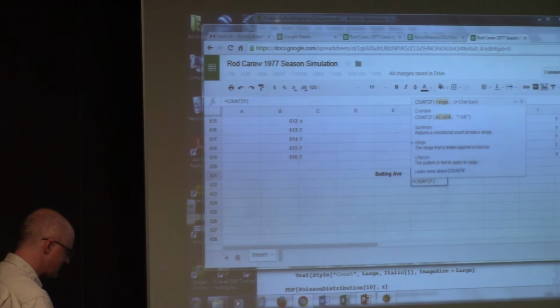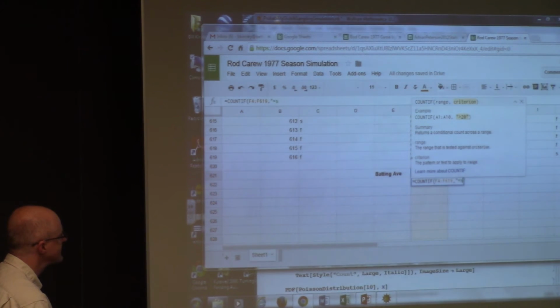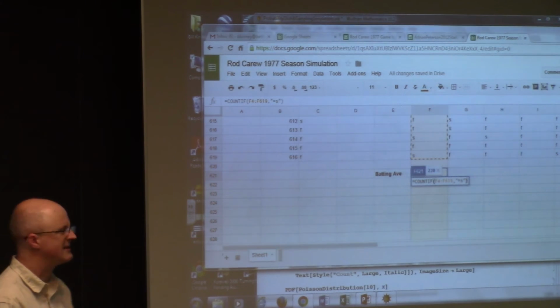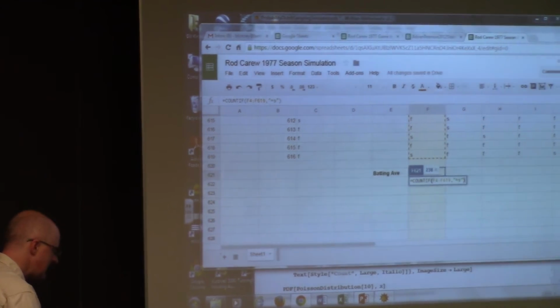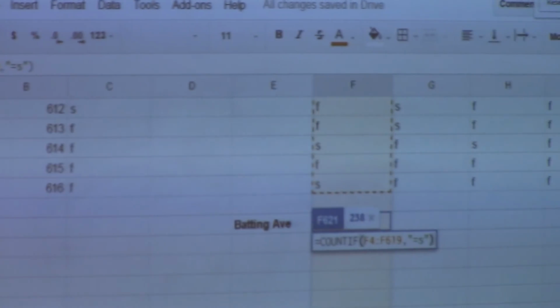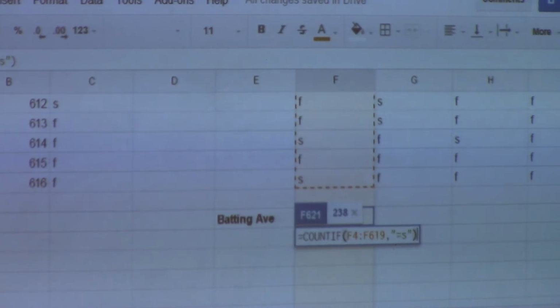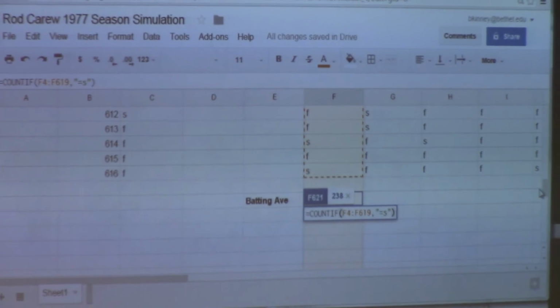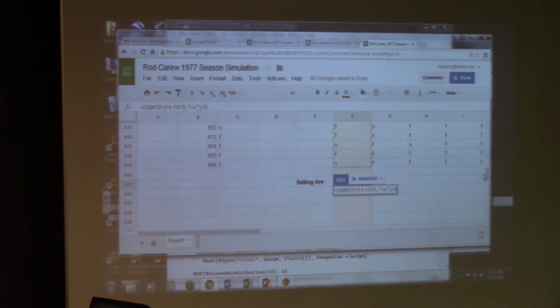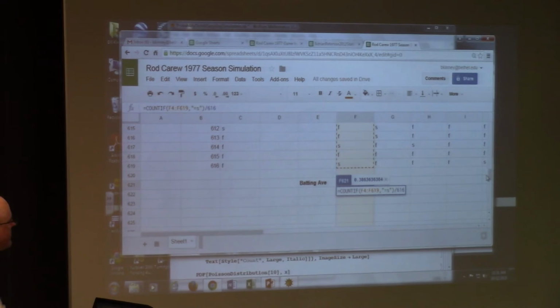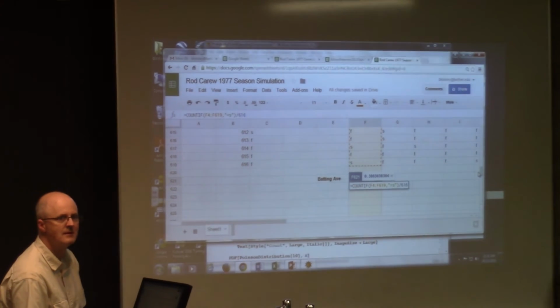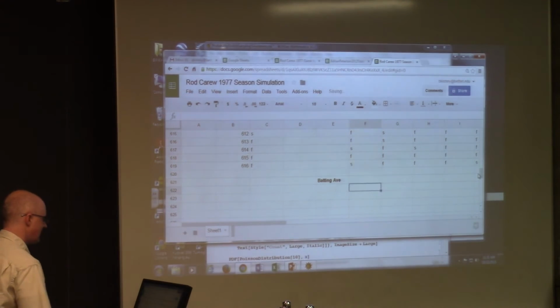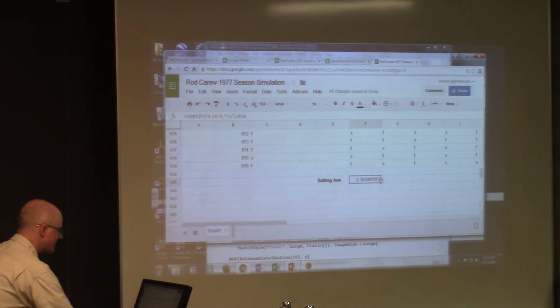COUNTIF. This first one is F4 through F619. In quotes, put equals S. Can you see that? I know it's kind of small. For column F, it's 238 only, again, close to 239. Also divide this by 616, the number of at-bats. You might as well do that right away.